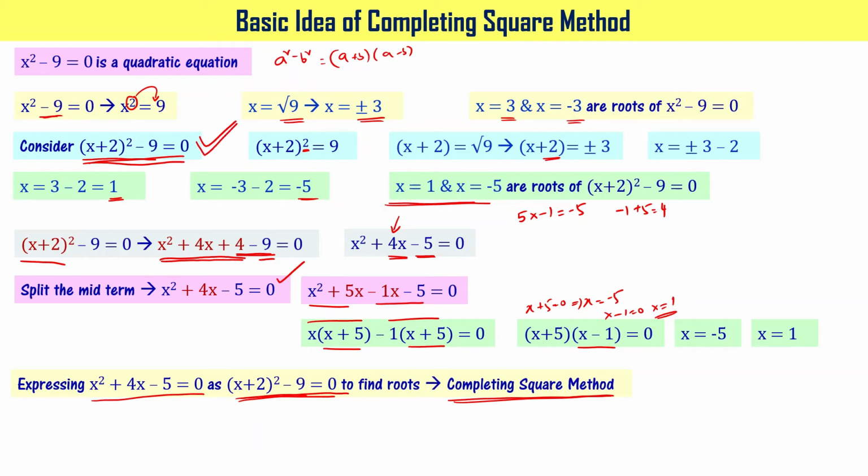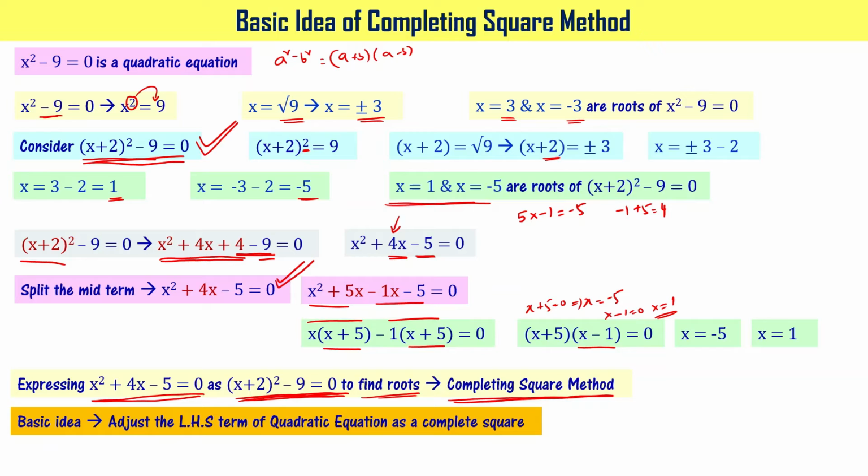Earlier, we are given this form and converted it into quadratic equation, this form, right? Instead, if you are given an equation in this form and if you convert that into this form to find roots of the given equation, then you say that it is a completing square method, right? The idea is you adjust left hand side term of quadratic equation as a complete square so that you can find roots of the given quadratic equation in a simple manner. That method is called completing square method. We'll understand this further with the help of some examples, right?